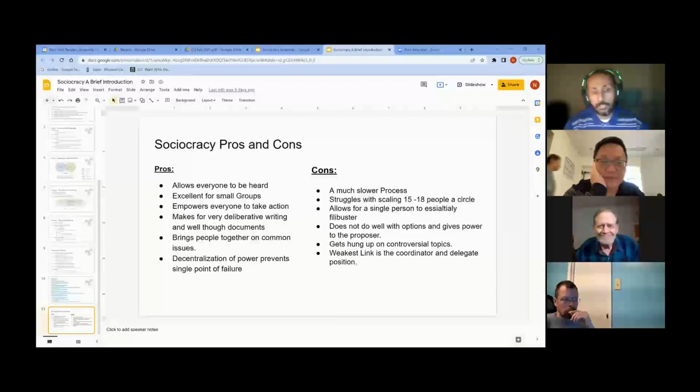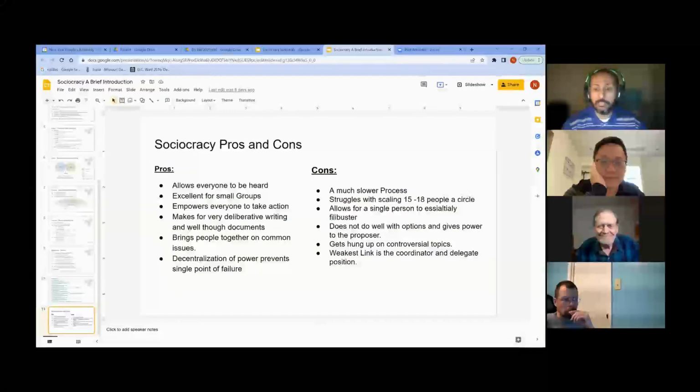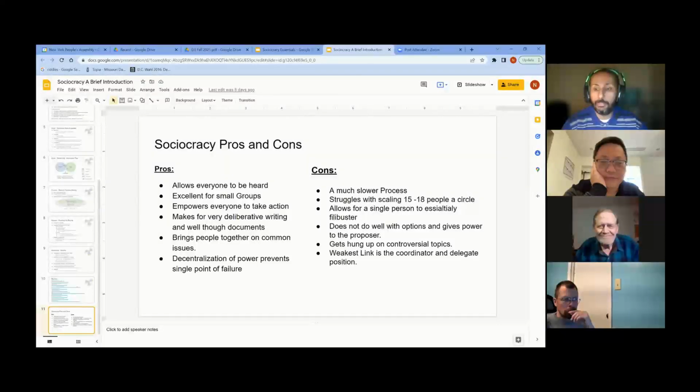It empowers everyone to take action. Everybody not only has a say, but you don't have to keep asking permission; it just allows you to do the work yourself. But this also allows a single person to essentially filibuster, by raising a paramount objection or continuously talking forever, if that's not addressed.